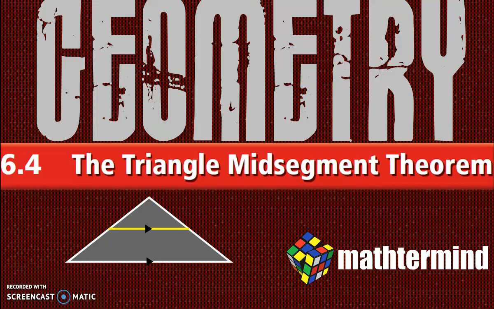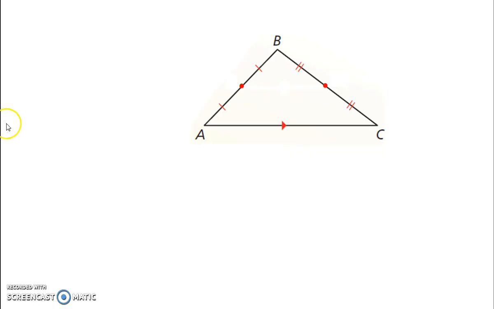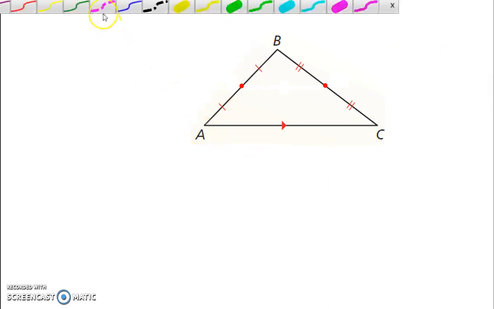Here we are back again with Geometry, Chapter 6, Section 4, the Triangle Midsegment Theorem. Okay, so here's a triangle, and on side AB, I've marked the midpoint between A and B. So these two parts would be congruent, right? Midpoint of a segment, and same thing here.